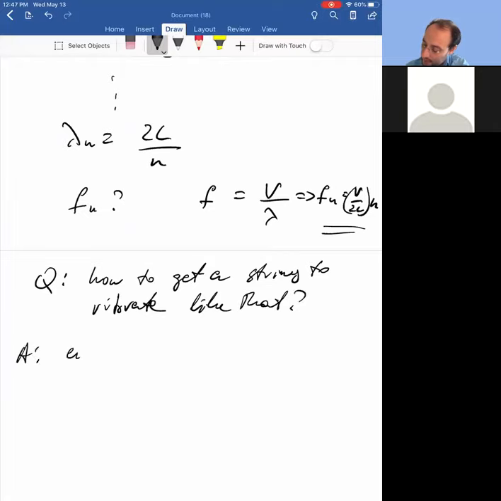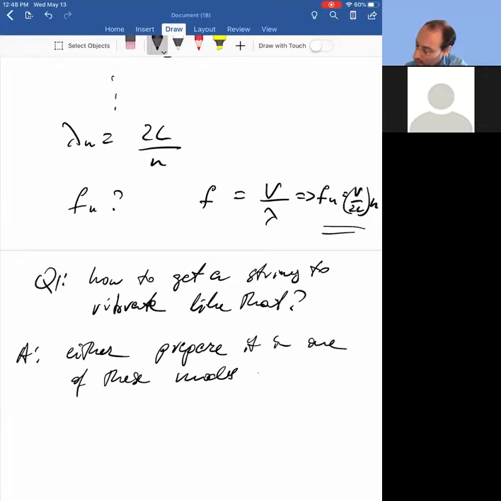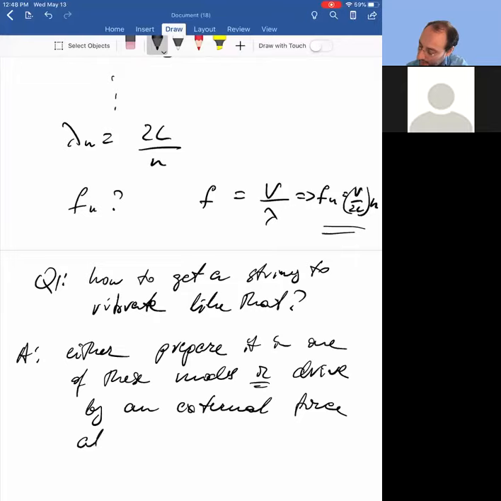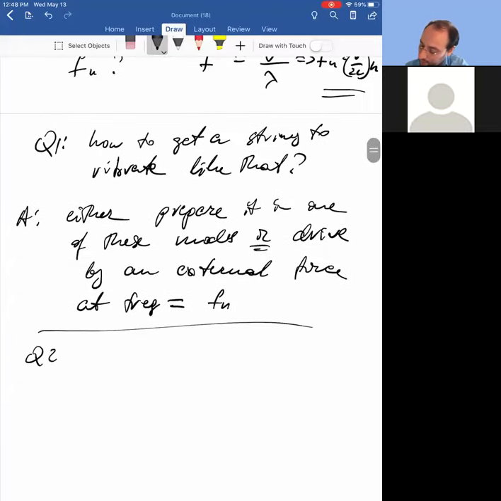Answer: either prepare it in one of these modes, or drive it by an external force at frequency equals f sub n. So question 2 now is, why care?